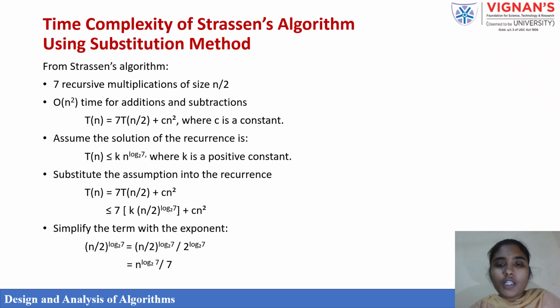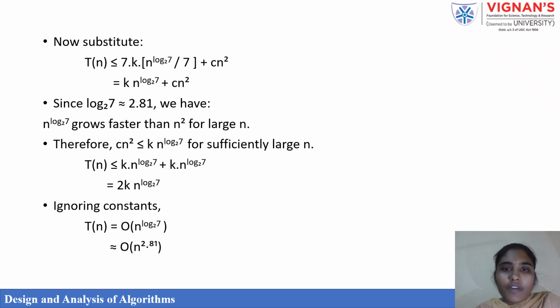Now, we simplify the term with the exponent. N by 2 power log 7 base 2 can be written as n power log 7 base 2 by 2 power log 7 base 2. Since 2 power log 7 base 2 equals 7, this becomes n power log 7 base 2 divided by 7. Multiplying by 7 cancels the denominator, leaving k into n power log 7 base 2 plus cn square. Since n power log 7 base 2 grows faster than n square, the n square term can be ignored for larger n. Hence, by ignoring constants, the time complexity is big O of n power log 7 base 2, which is equal to big O of n power 2.81.